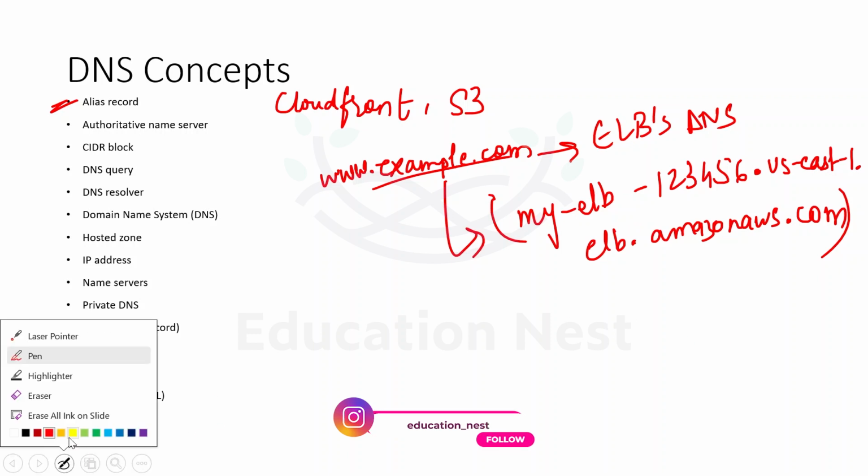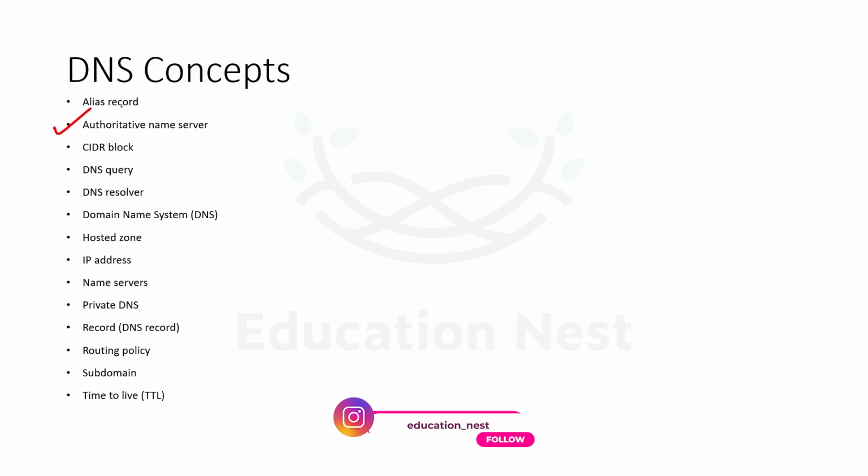Now let us erase everything from the slide and see the next concept, that is the authoritative name server. We have already seen this in how DNS works, but a name server that has definitive information about one part of the domain name system and that responds to requests given to it by the DNS resolver is called an authoritative name server.